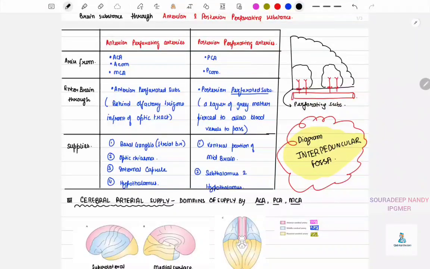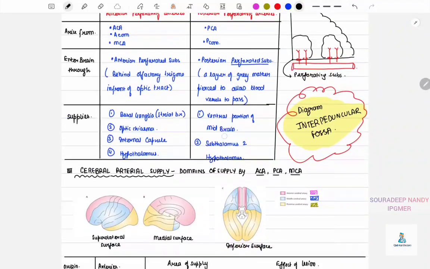I have made a table to summarize this. There are 2 types of perforating arteries: the anterior perforating and the posterior perforating artery. The anterior perforating artery arises from the anterior communicating artery, anterior cerebral artery, and the middle cerebral artery, that is, from the anterior circulation of the circle of Willis. The posterior perforating artery arises from the posterior cerebral and the posterior communicating artery. How does it enter the brain?